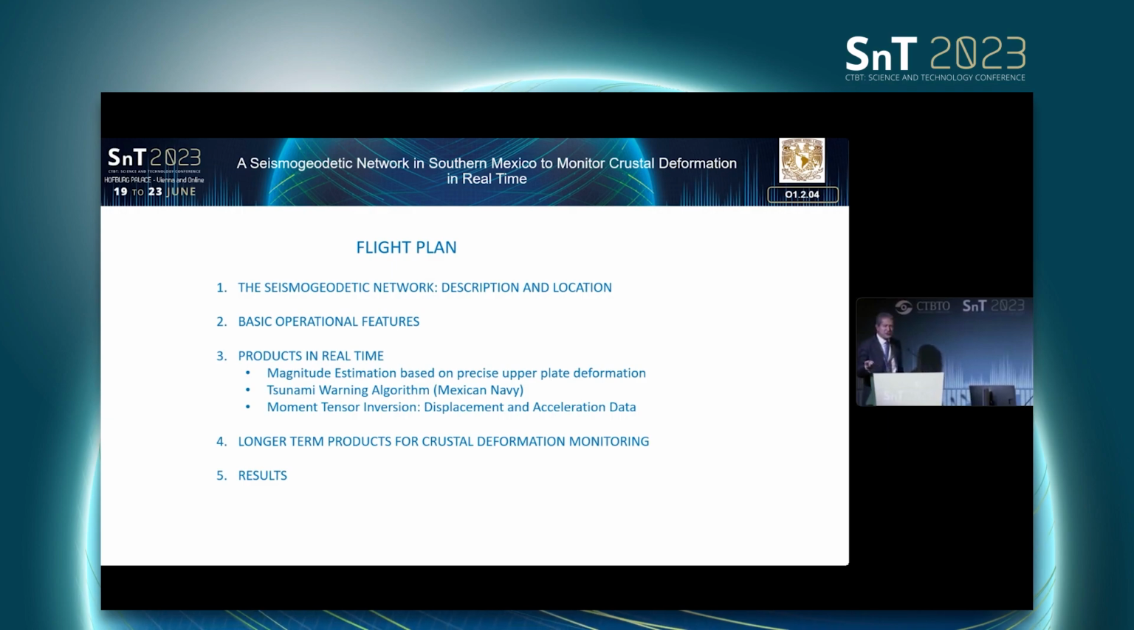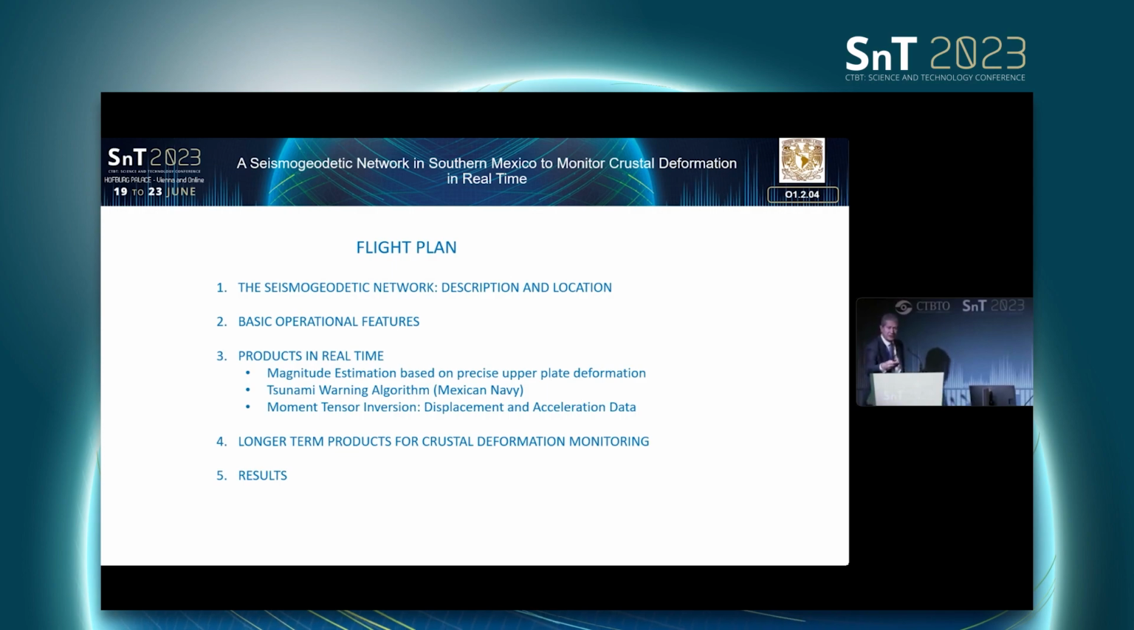A seismogeodetic network is precisely the combination of a seismic instrument and a geodetic instrument, a GNSS receiver. It's not such a novel issue. It's being done in many places, but I think the seismogeodetic network in this part of Mexico is unique in the sense that it's a homogeneous network, and it's in a region where we expect that we can have some interesting results.